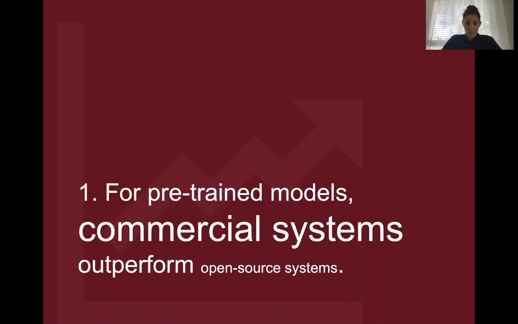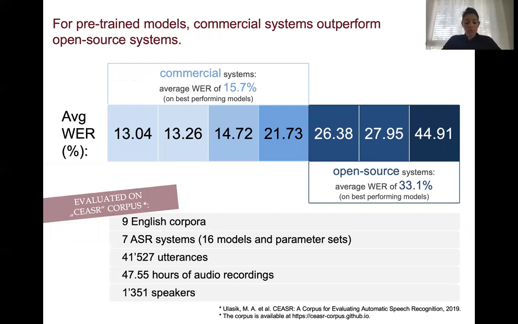What was this observation based on? We took over 47 hours of speech coming from 9 English public corpora and transcribed them with 7 systems. For each system, we picked at least 2 models or parameter sets. And for each utterance and model, we calculated the word error rate. The heat map above shows you the results.